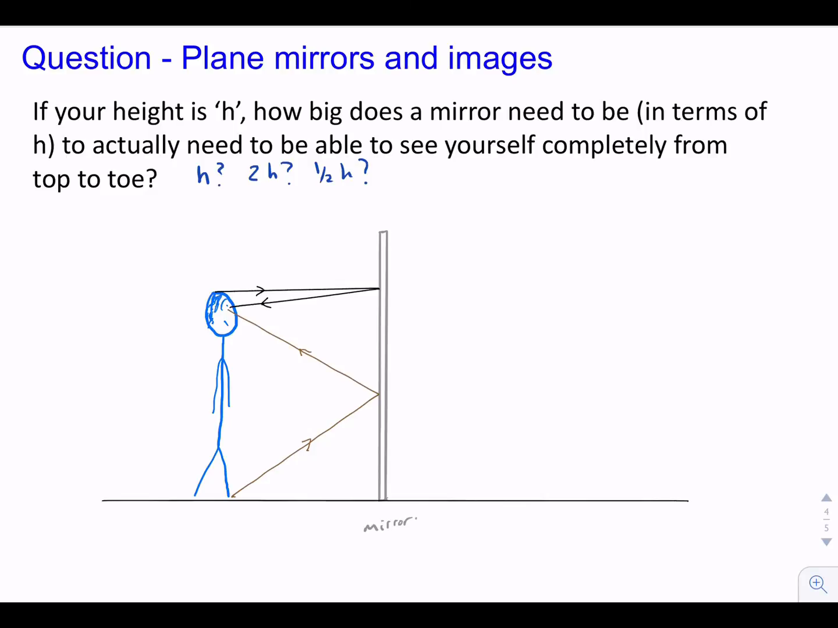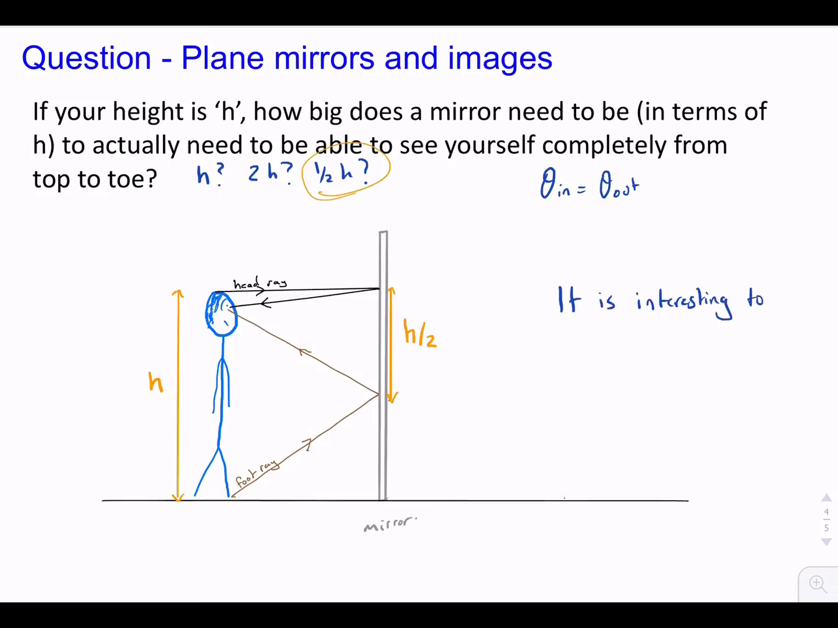Now all we have to do is measure the distance between these two points, because we've got one point on the very top of the head and one point on the very bottom of the foot. And it turns out, if we put in h here, this equals h on 2. So the answer is a half h.